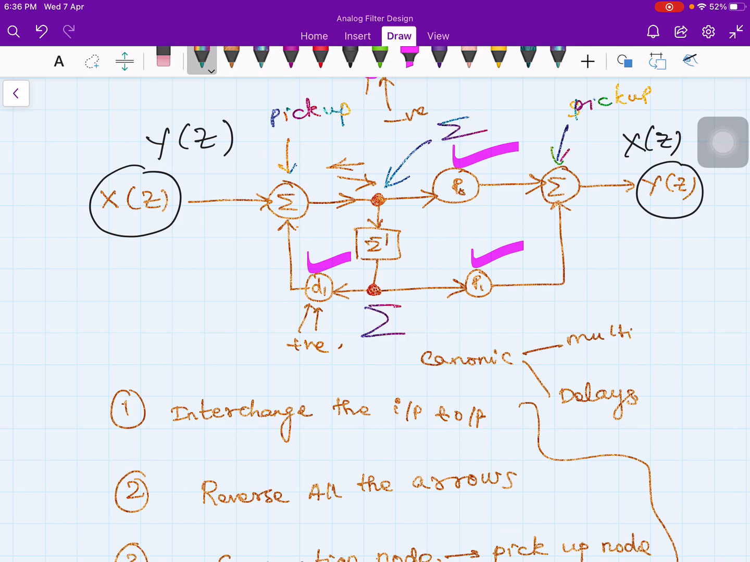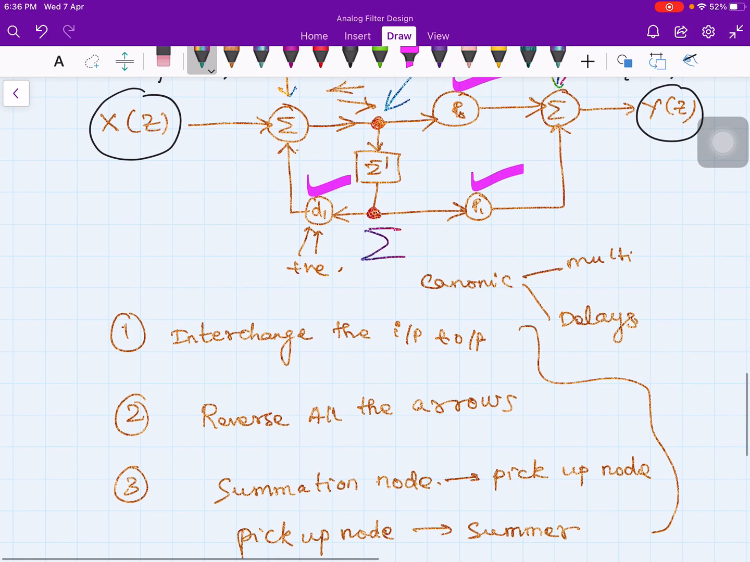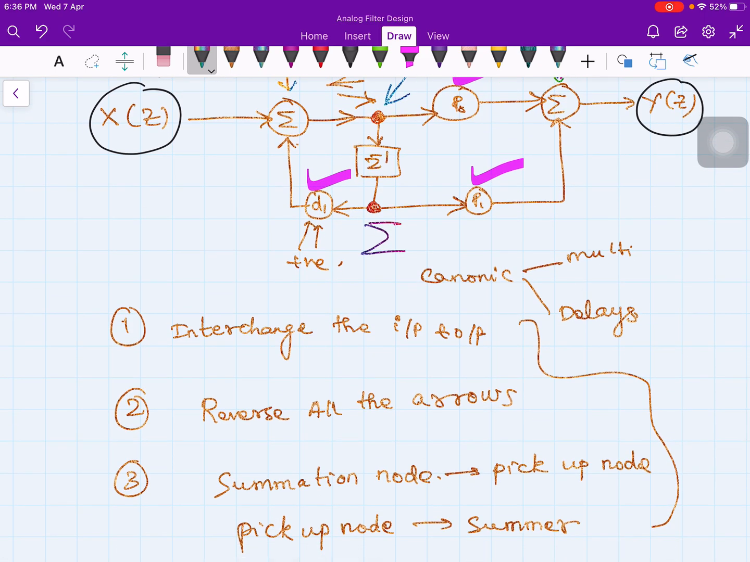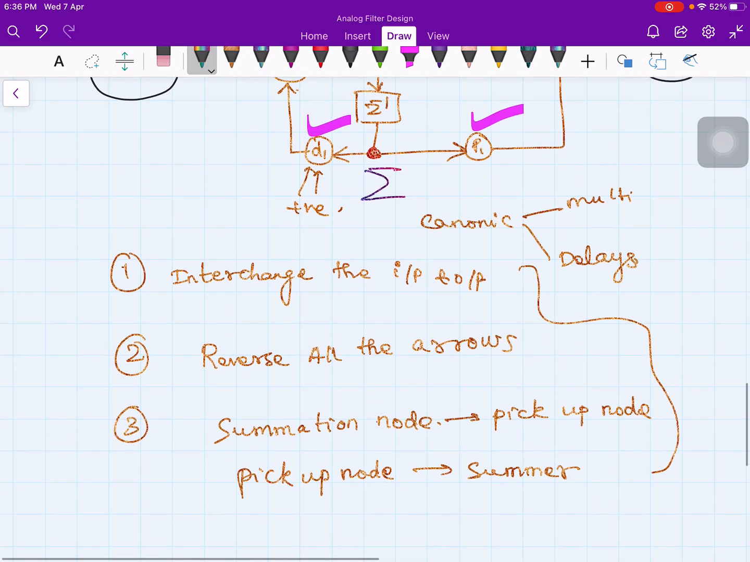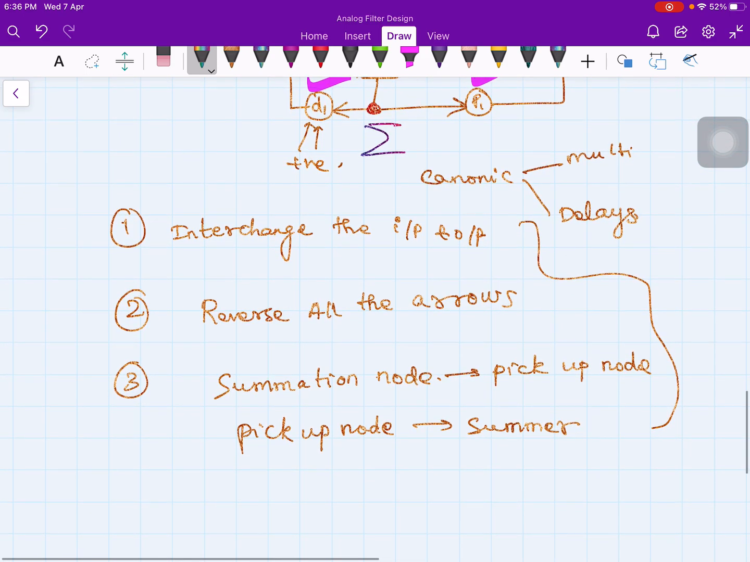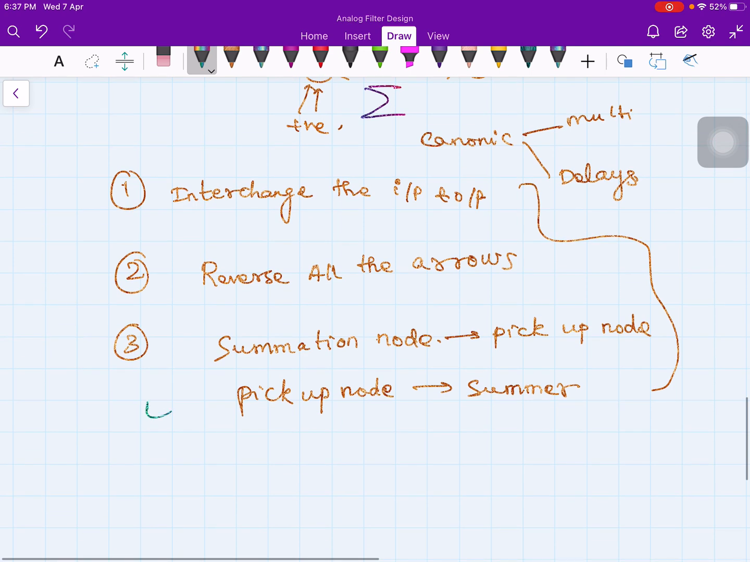So if you do that, then you have transposed the structure. The transposition involves generally 4 steps. The first one is interchange the input and output. And the second step is reverse all the arrows. The third one is replace each summer by a pickup point. And the fourth point is replace the pickup node by a summer. So these are the 4 points that one has to follow.